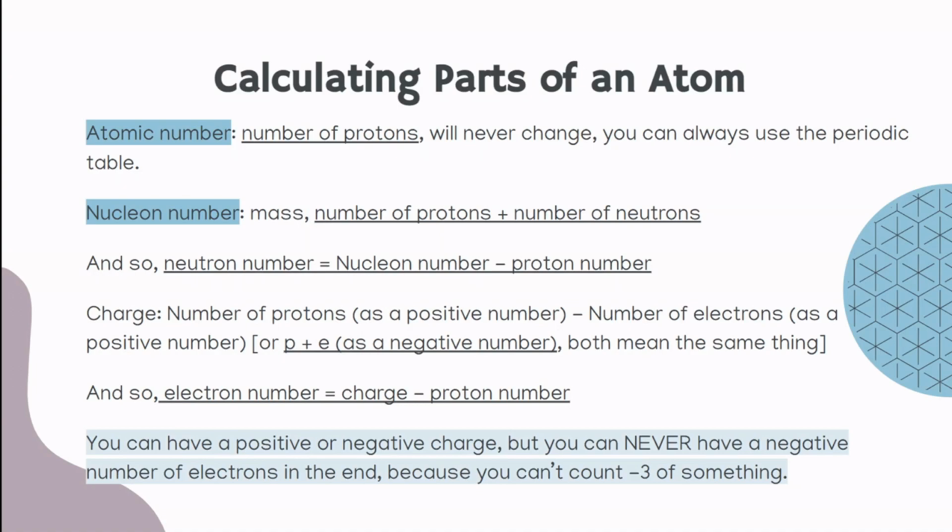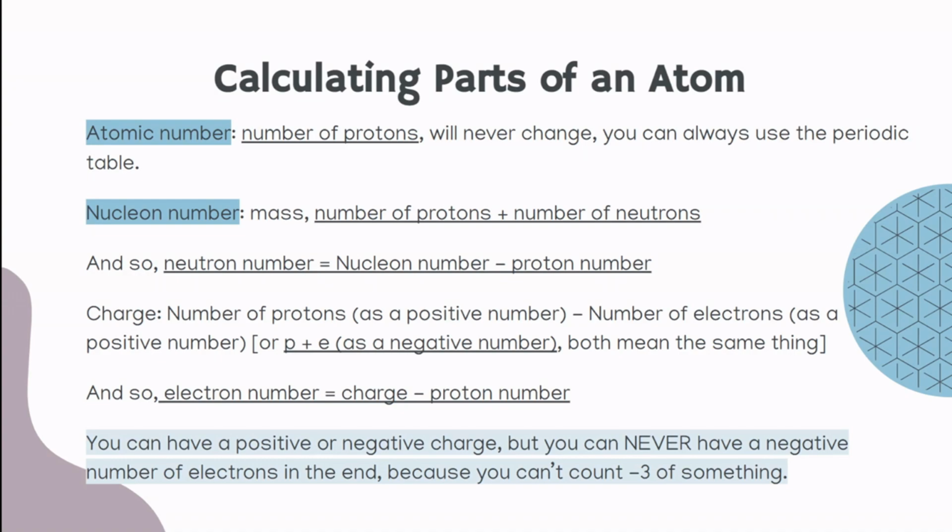And we have 3 things we can calculate with atoms. We have atomic number, nucleon number, and the charge of an atom. So atomic number is just the same thing as the number of protons. Tomato, tomato, it's the exact same thing. You can always look at the periodic table for this number, unless they don't give you what the element is.